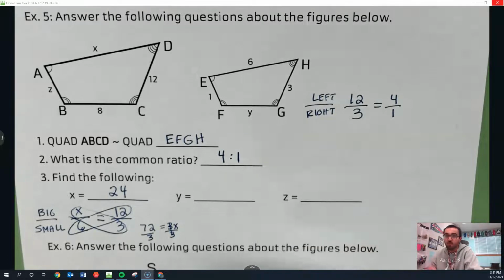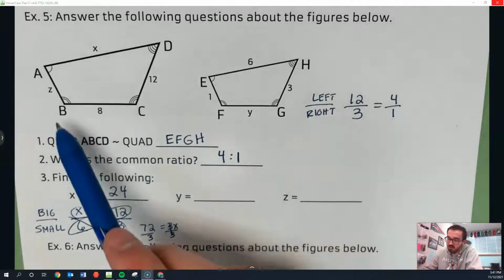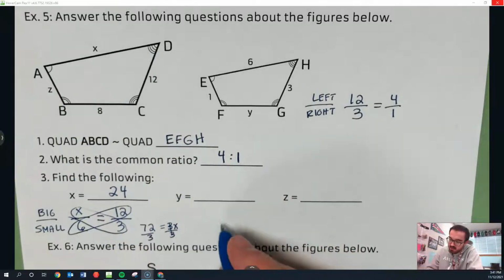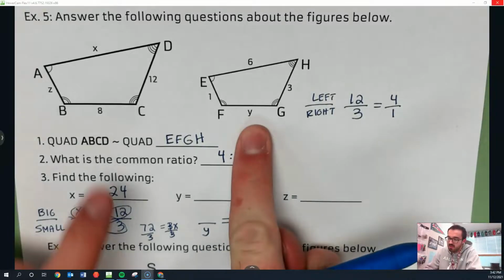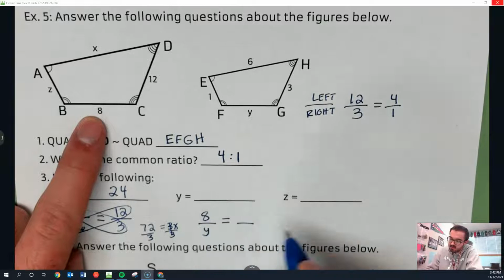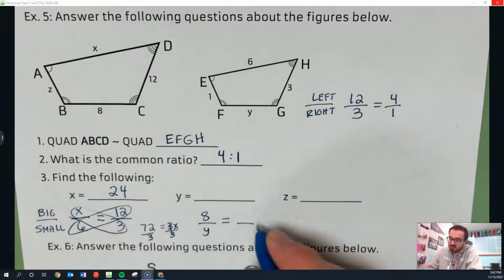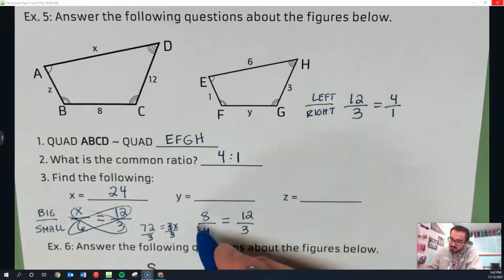Okay. We keep doing the same thing. We're going to do big over small. So if we're trying to find y, is y in the big? Y is not in the big, so y is going to be on the small. What matches y in the big? 8. And then, guys, let's just keep using the same ratio, 12 over 3.